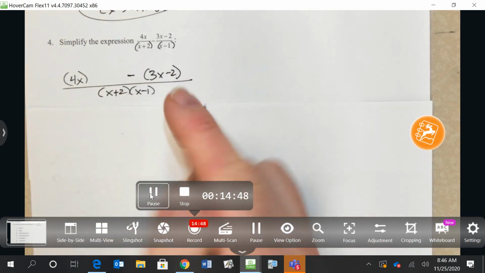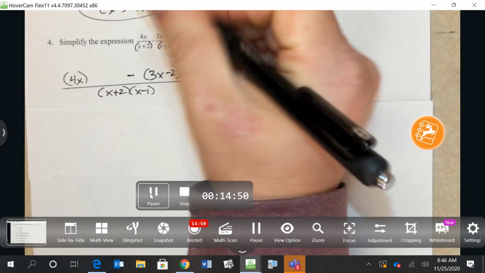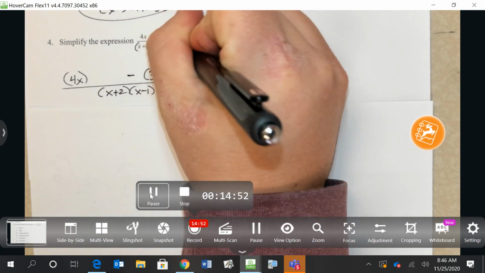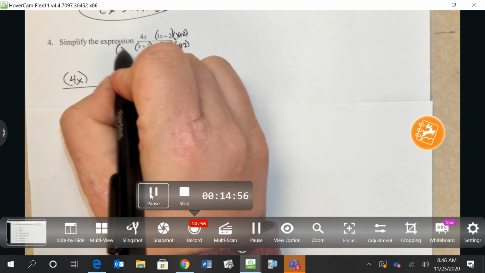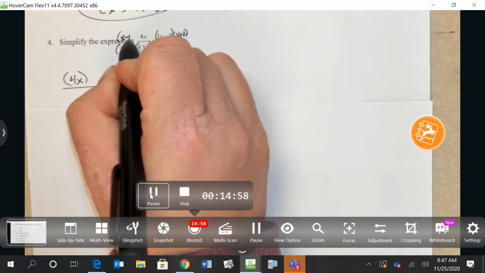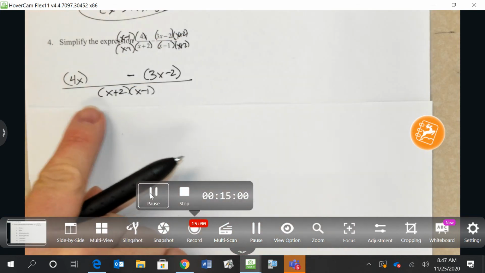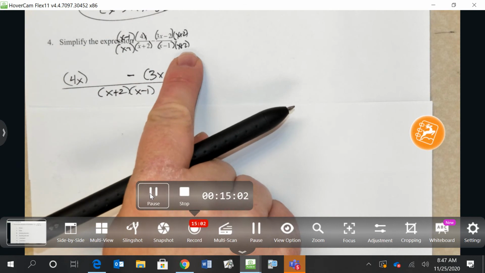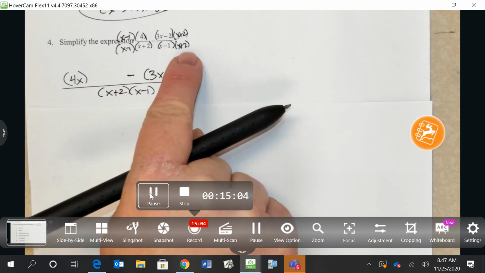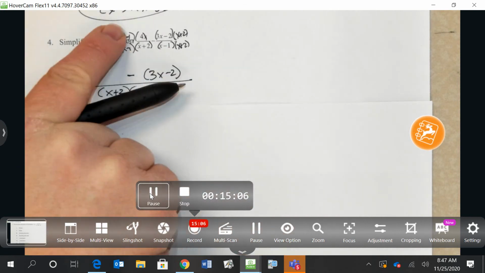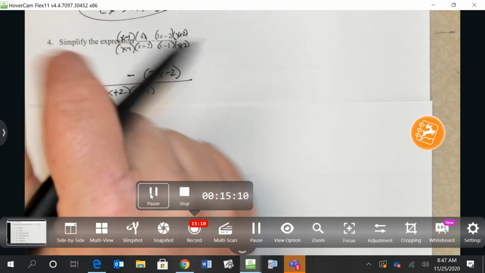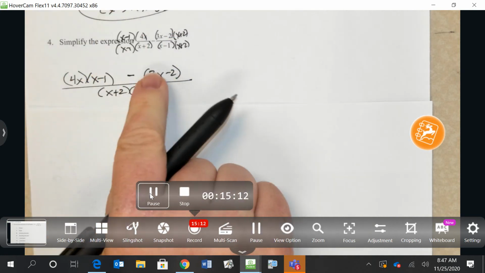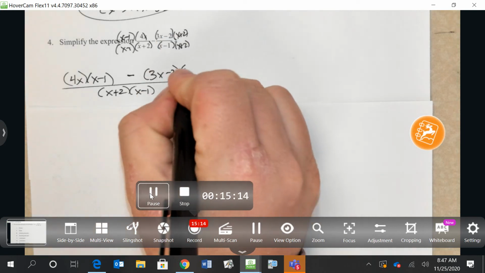Now, in order for me to do it like this, I need to assume that I've already found the common denominator. So x plus 2, so you can visually see this in x plus 2. The left side needs an x minus 1. And then I can look, okay, they both have an x minus 1, both the left and right. They both have an x plus 2. Whatever you multiply on bottom, you must also do on top. So with the 4x, I need to attach an x minus 1. And with the 3x minus 2, I need to attach an x plus 2.